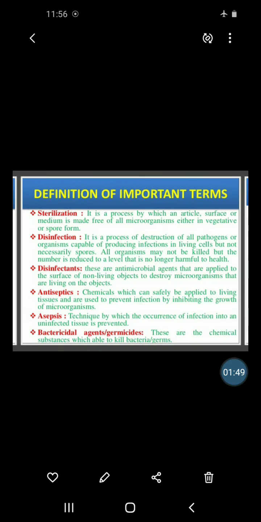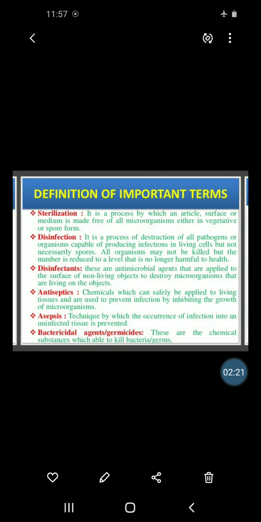Next term, that is disinfectant. Disinfectants are the antimicrobial agents that are applied to the surface of non-living objects in order to destroy the microorganisms that are living on the object. So what is a disinfectant? These are antimicrobial agents applied to the surface of a non-living object to destroy the microorganisms living on the object.